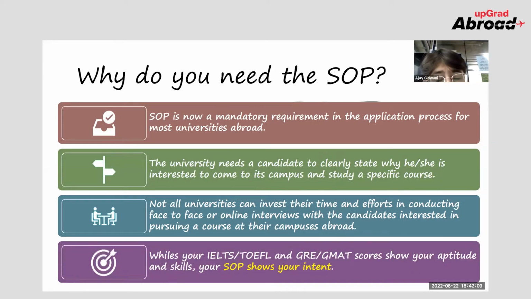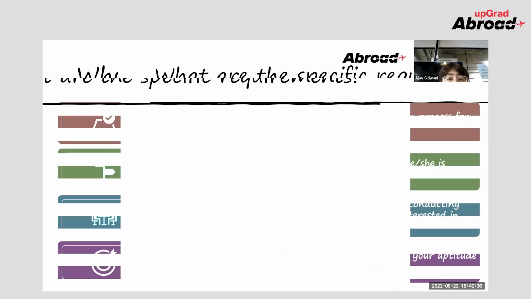And while your standardized tests like GRE or GMAT, or English proficiency tests like IELTS or TOEFL, show what your aptitude and skills are, SOP shows your intent. And believe me, for overseas education, for visa, it is more important to show your intent, not just your academic qualification. So that makes SOP one of the most important components for overseas education.